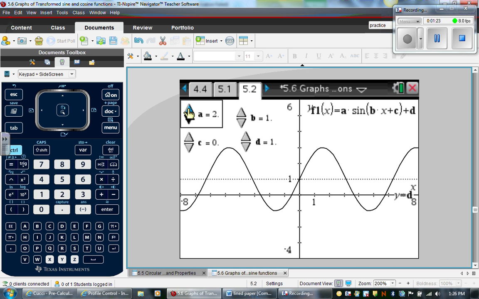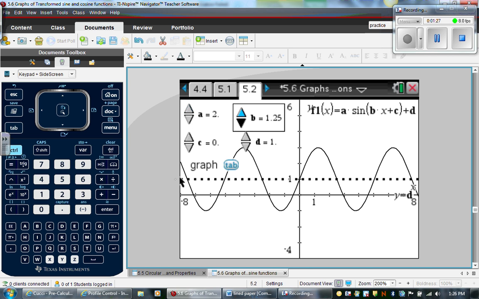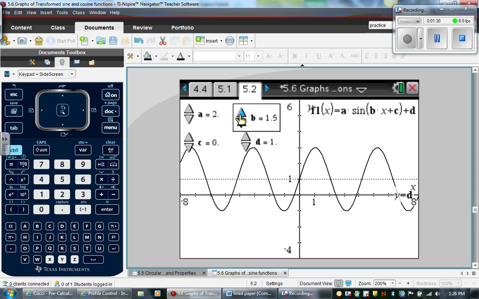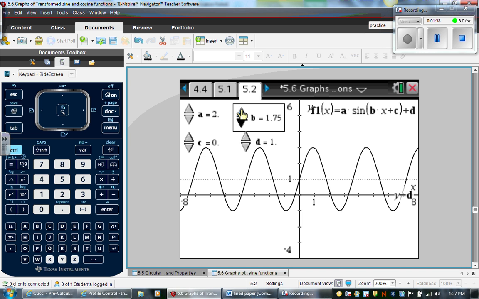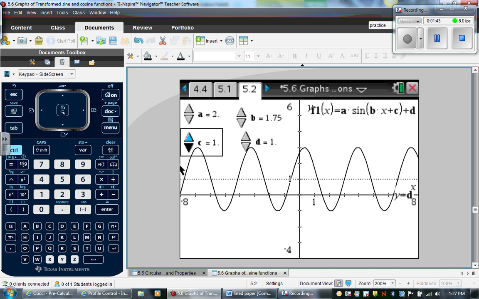The next thing we can do is change our frequency. Frequency is how many full curves we see within 0 to 2 pi. And then lastly is our phase shift, which moves it left or right depending on the value of C. Okay, so you could spend a little time playing and figuring out how this works all together.